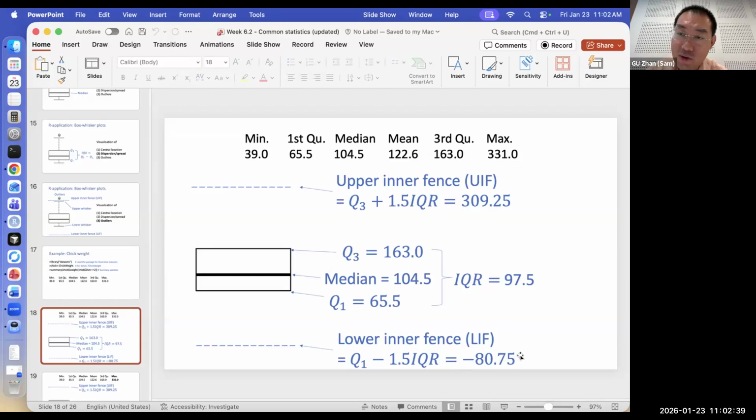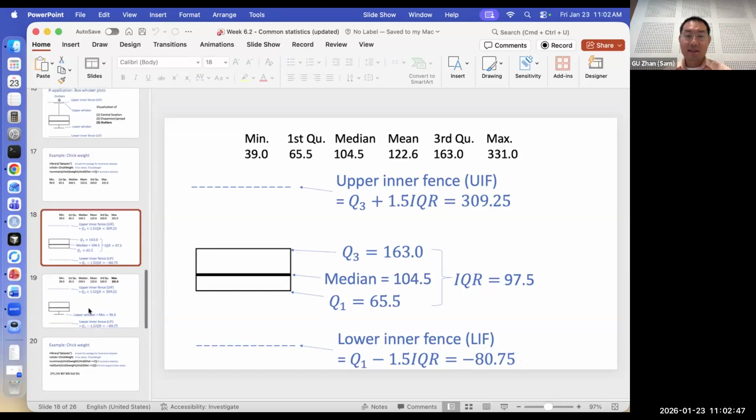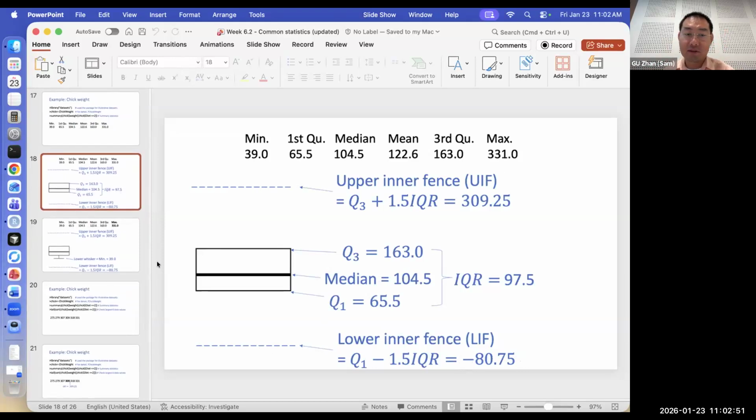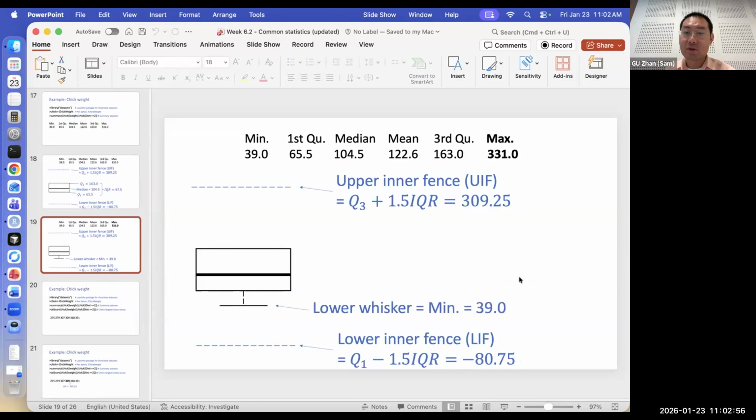So in the real world, it won't happen. None of the chick will have a negative weight. So this is extremely low. Okay. So next we need to compare with the max and the minimum to determine the upper whisker and the lower whisker. Okay. So next we look at the upper whisker and the lower whisker.